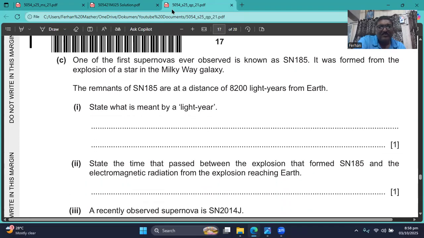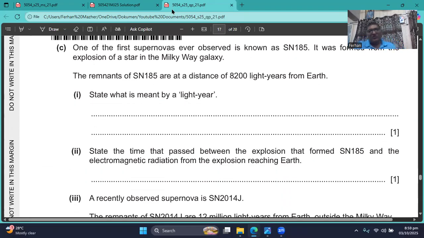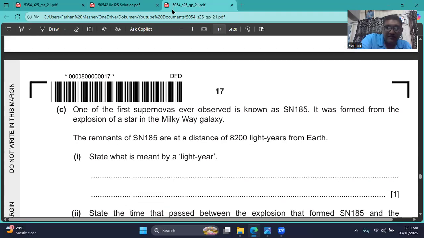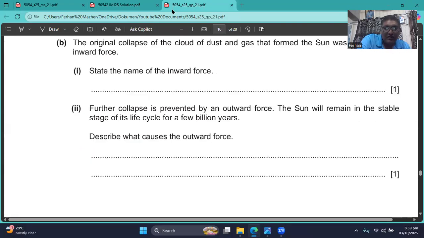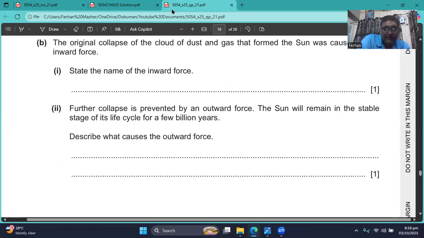He says one of the first supernovas ever. Let me see, I have done the whole part. Yeah.